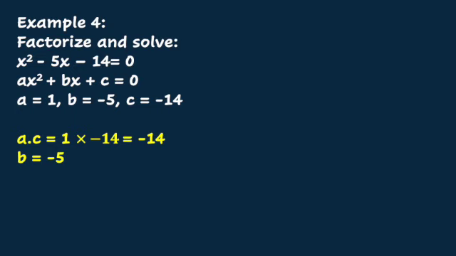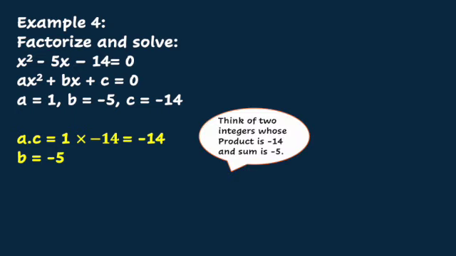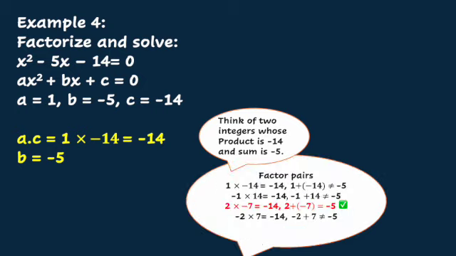We just write the value of b. Now the next step is to think of two integers whose product is minus 14 and sum is minus 5. So for this we have to consider various possibilities.